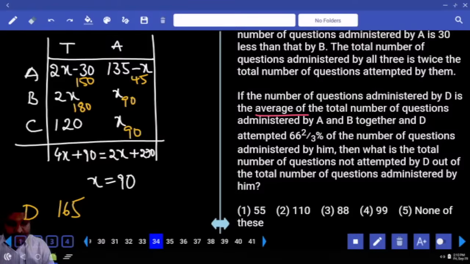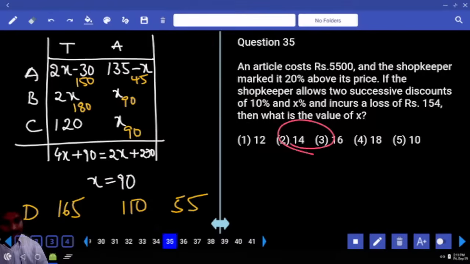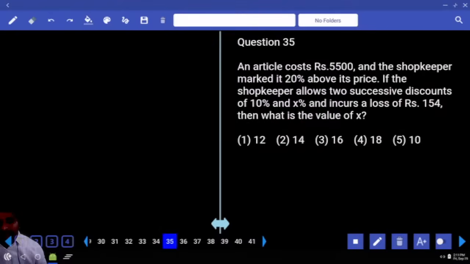D attempted 66 2/3% of the number of questions administered by him. 66 2/3%, which is 2/3. 1/3 is 55. 2/3 110 were attempted by D. Then what is the total number of questions not attempted by D out of total number of questions administered by him? 55 are not attempted. Total 165 questions, out of them 110 he attempted, remaining 55 not attempted. That's all right. Next.